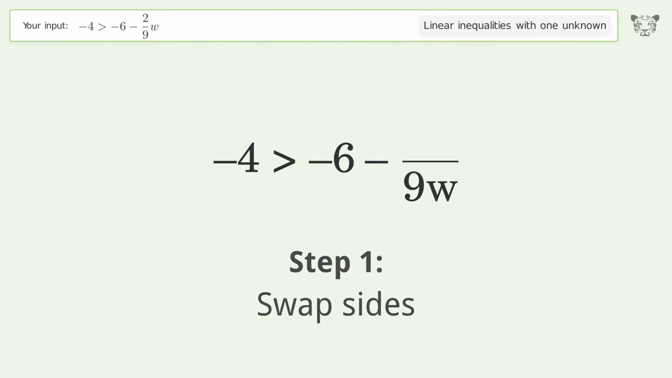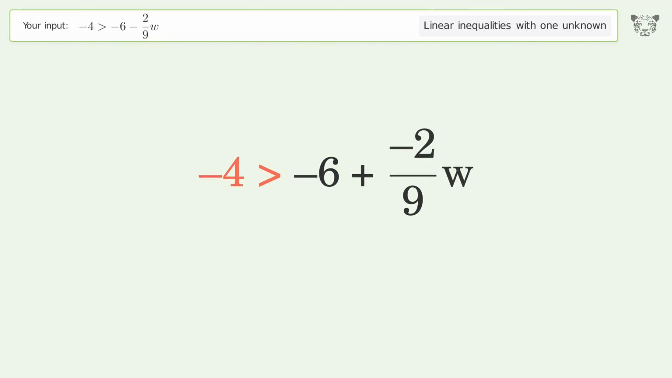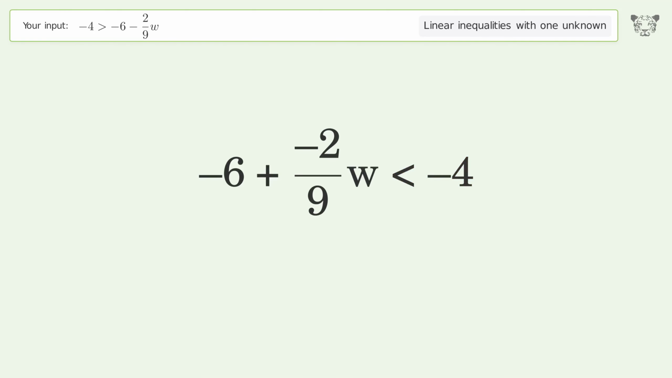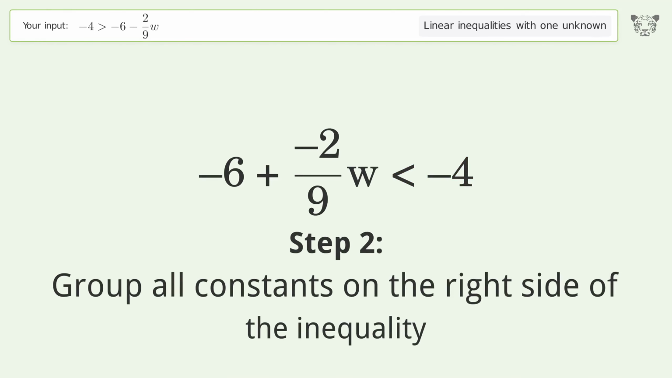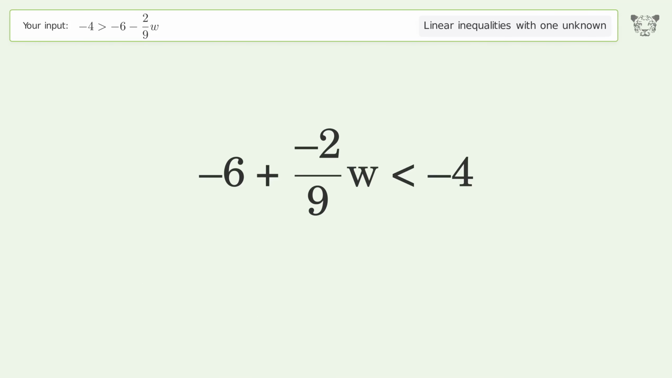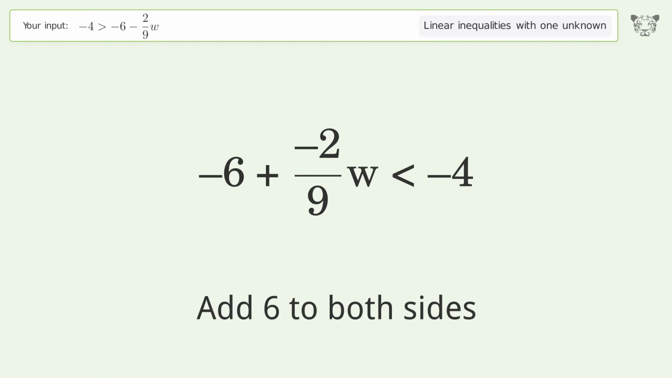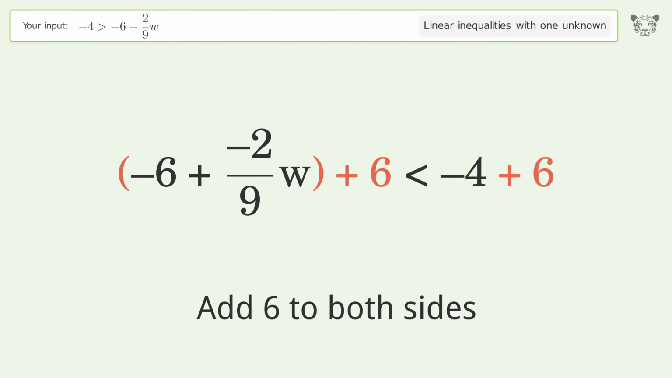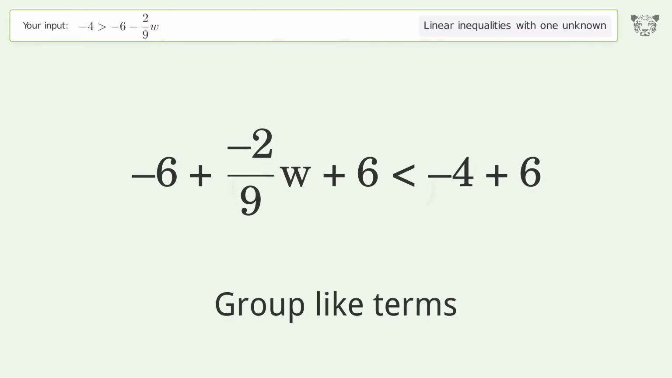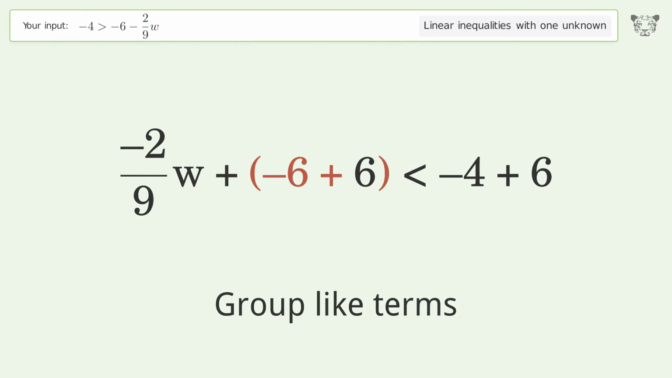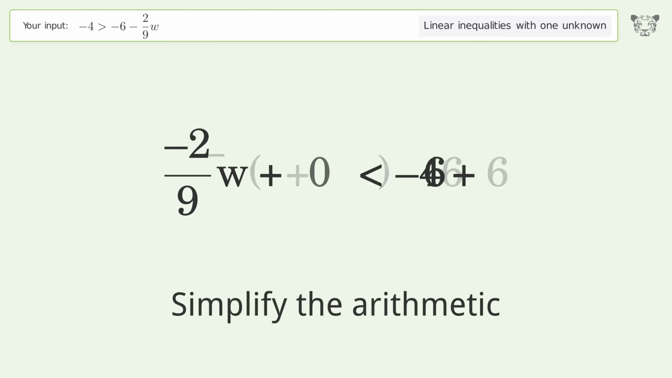Swap sides. Group all constants on the right side of the inequality. Add 6 to both sides. Group like terms. Simplify the arithmetic.